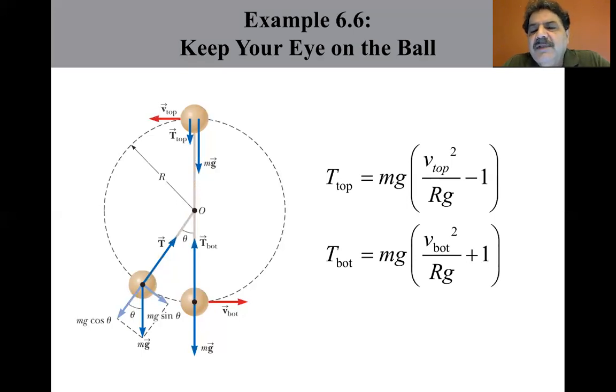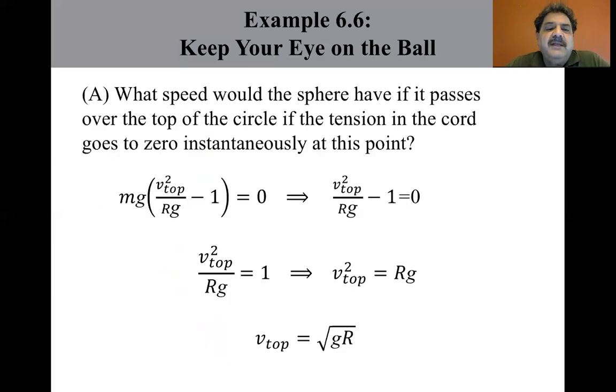T at the top equals mg (v top squared divided by rg minus 1). So let's set that tension equal to 0. We get mg (v squared over rg minus 1) equal to 0. Well, we divide both sides by mg. 0 divided by mg is 0, so we get v top squared divided by rg minus 1 equals 0. Let's add 1 to each side. You get v top squared divided by rg equals 1. Multiply both sides by rg, v squared equals rg, and then you take the square root, and v top is equal to the square root of rg.